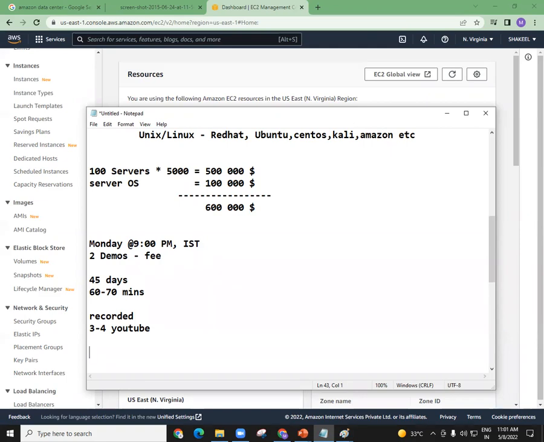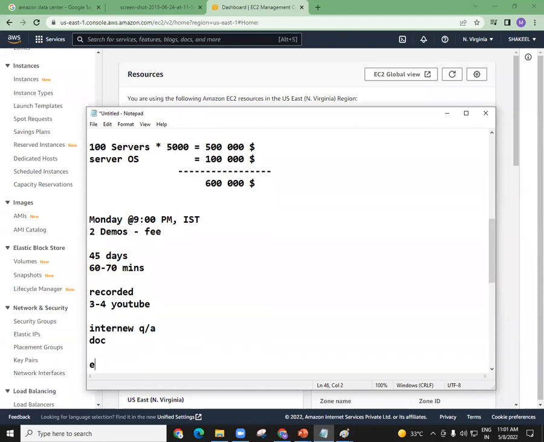Now, besides this, I'll share some interview questions and answers. I'll share some documents so that you can go through them. And I'll share how to go about this exam. Exam is a very major part actually. We'll see about the exam in coming classes, but I'll share all the details about the exam and everything.